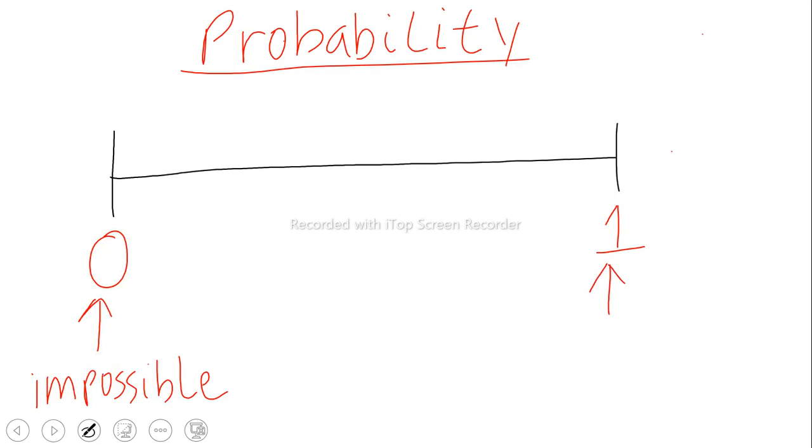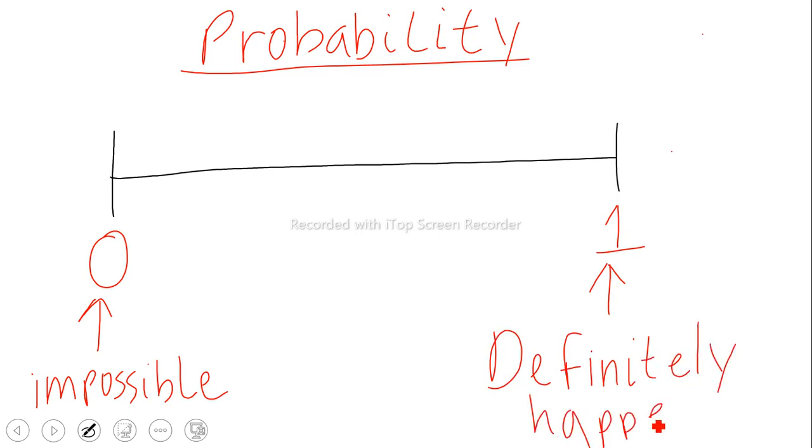Guaranteed? It's a chance you get it. Not a chance. So that's like a whole, right? It's a whole. It means that it will definitely happen. So 0 means it's impossible, and 1 means that it definitely will happen. You can't stop it from happening.